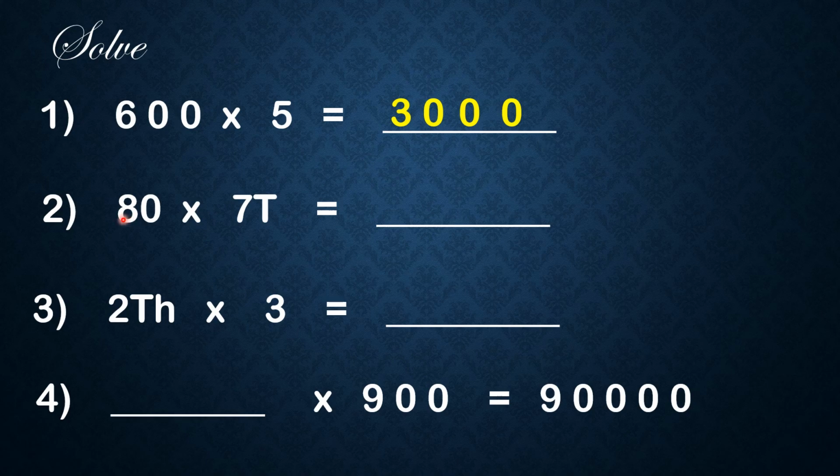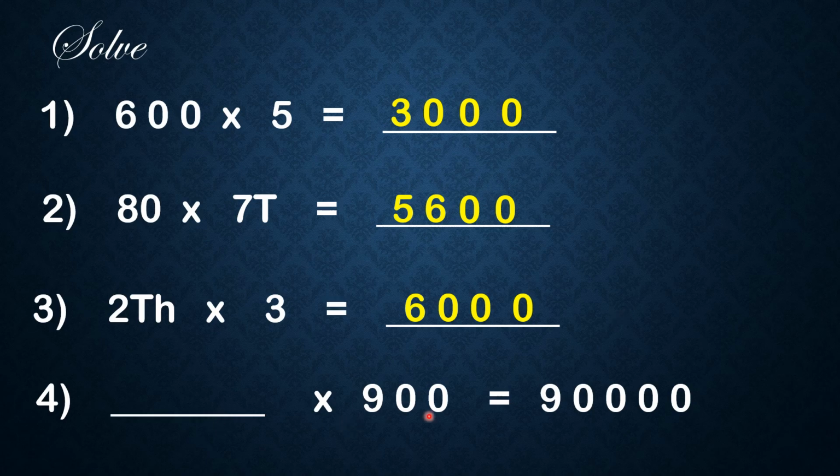Next one. 8 and 7 we will multiply first. 8 sevens gives me 56. And I place the first 0 from 80 and then the second 0 from 70. 2000 multiplied by 3. 2 threes gives me 6. 1000 has 3 zeros. So here I place the 3 zeros for 1000 and my answer is 6000.